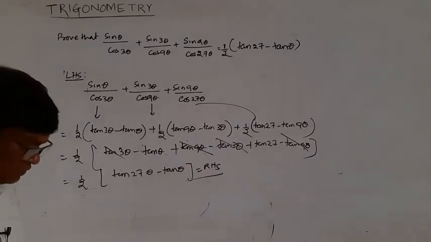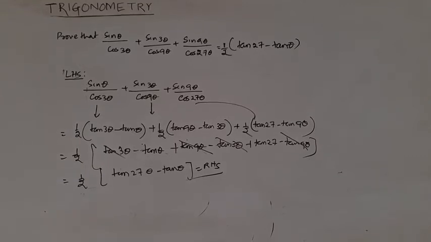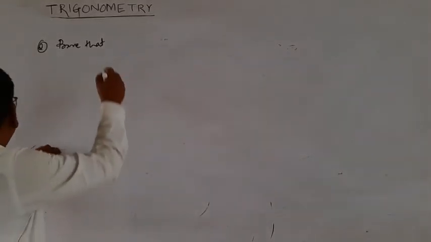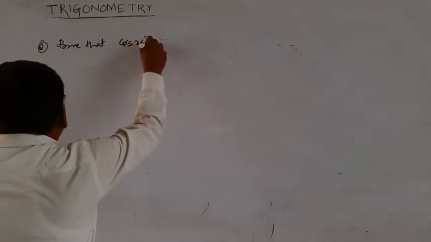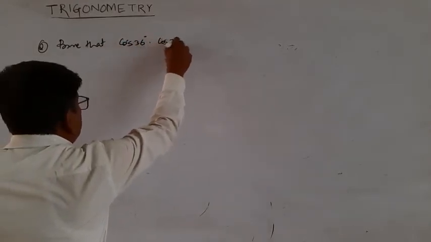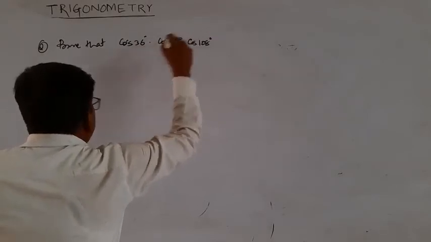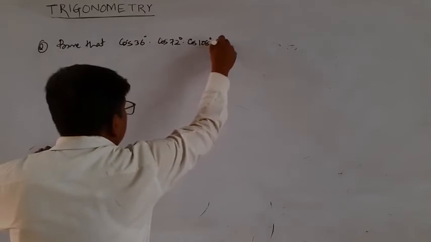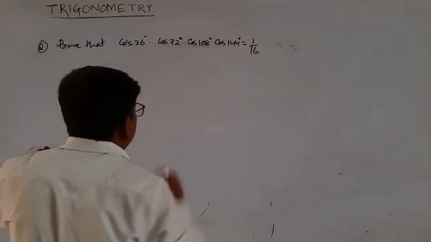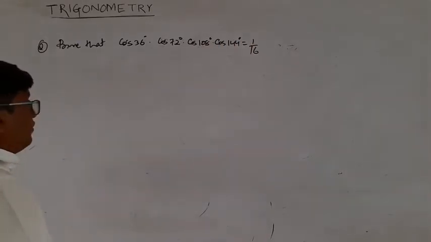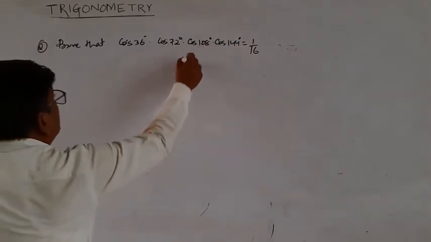Okay, now some more questions. Prove that cos 36 degree into cos 72 degree into cos 108 degree into cos 144 degree is equal to 1 by 16. Okay, there are two methods you can solve this.